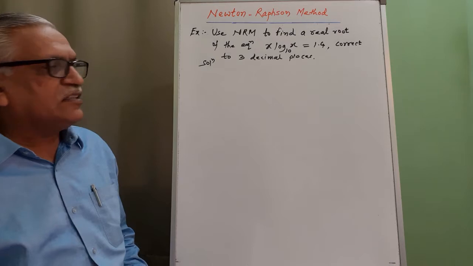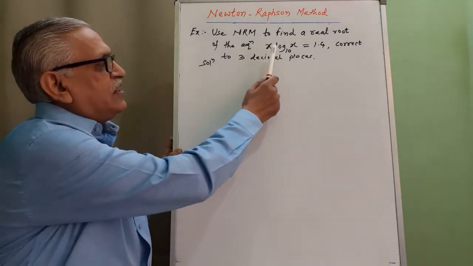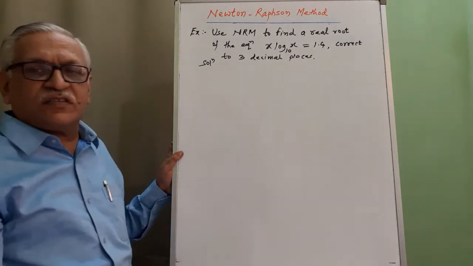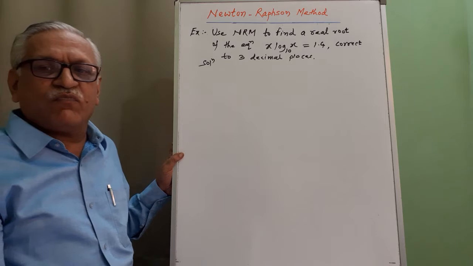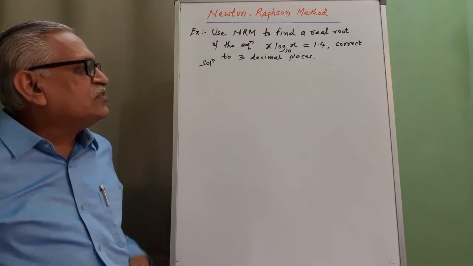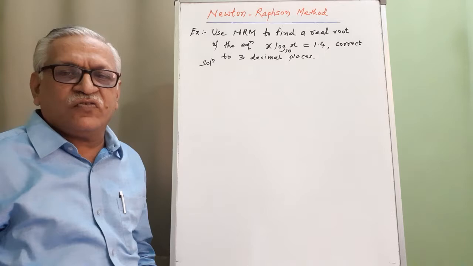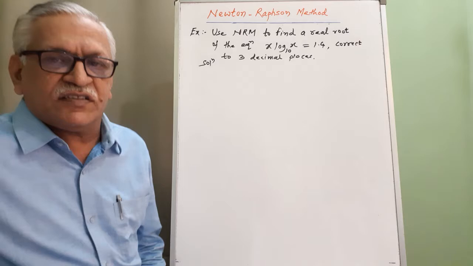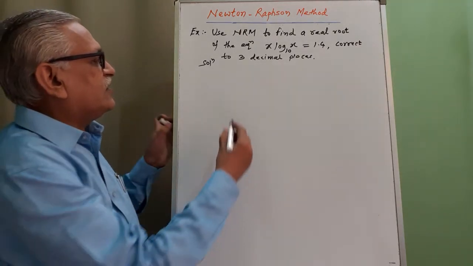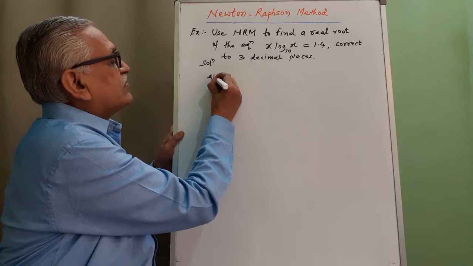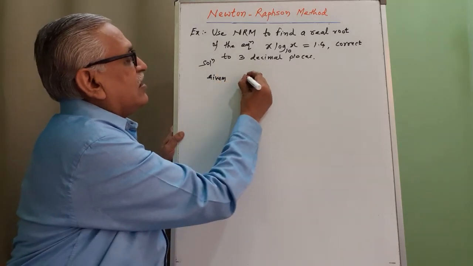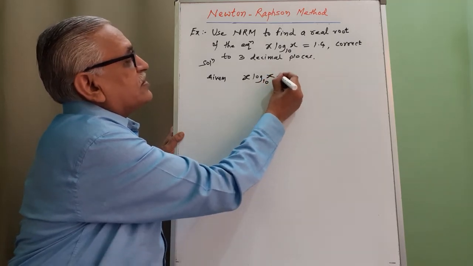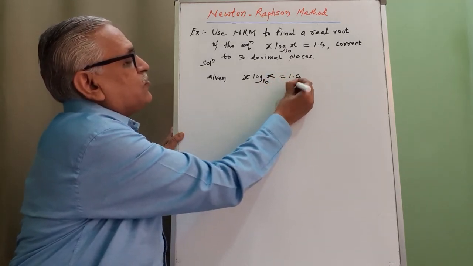Use Newton-Raphson method to find a real root of the equation x log x to the base 10 equals 1.4, where the base of log is 10, correct to 3 decimal places. As we require the answer correct to 3 decimal places, fix your calculation for 3 digits. That is the first step. The given equation is x log of x to the base 10 equals 1.4.